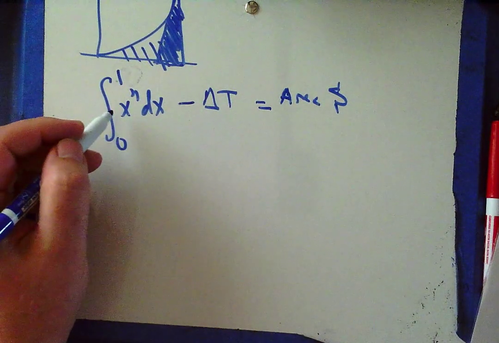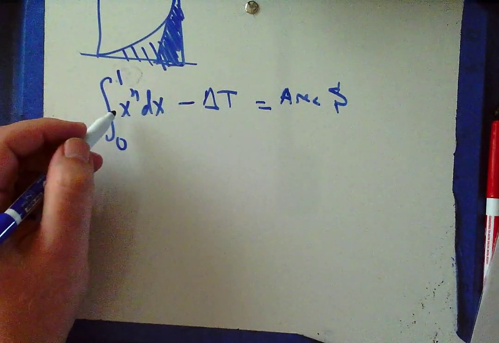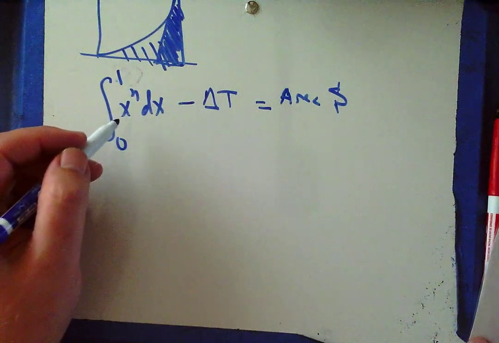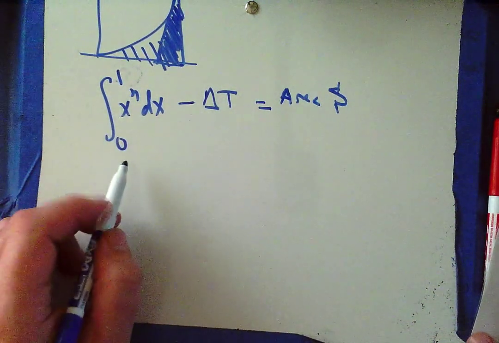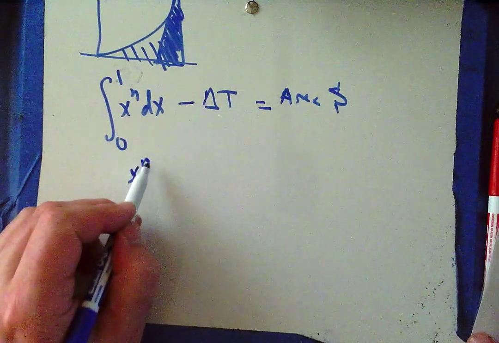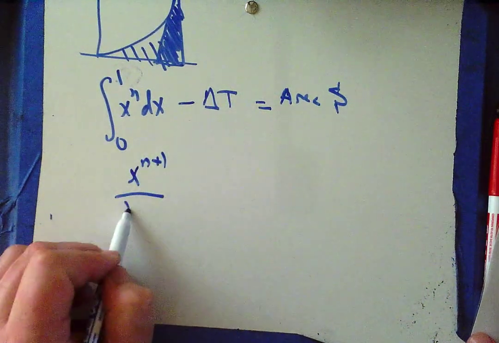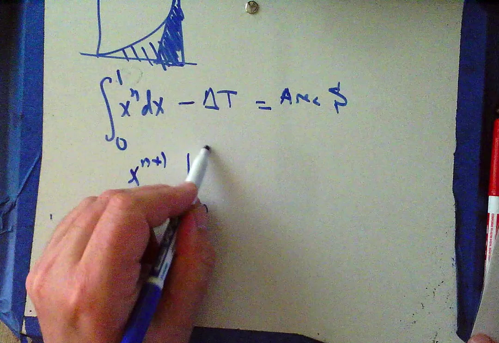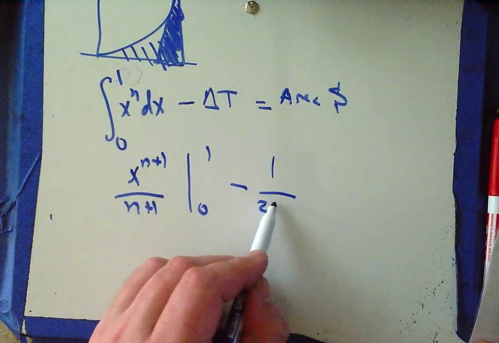Okay, so let's see what we get here. This integral, which we already did in part A, minus that area. So that's x to the n plus 1 over n plus 1 from 0 to 1, minus 1 over 2n.